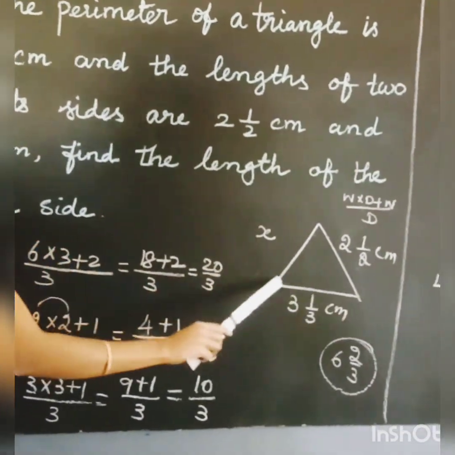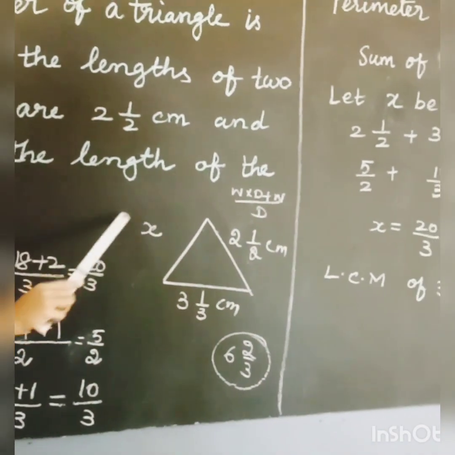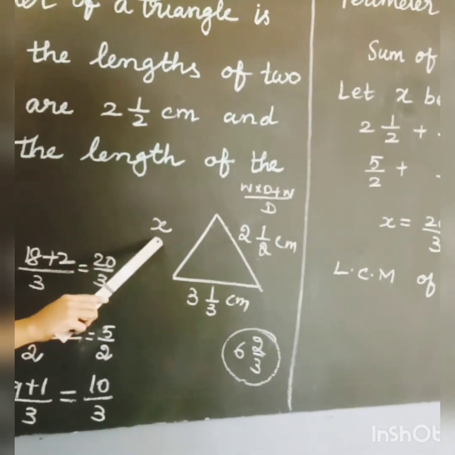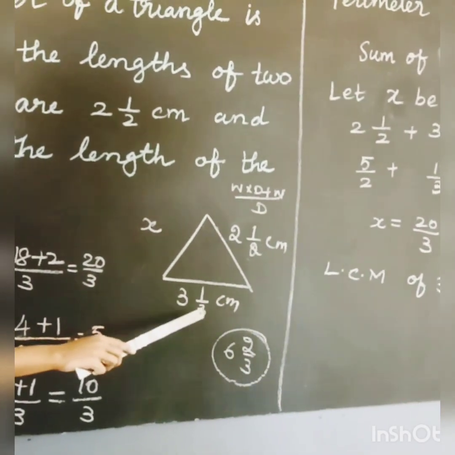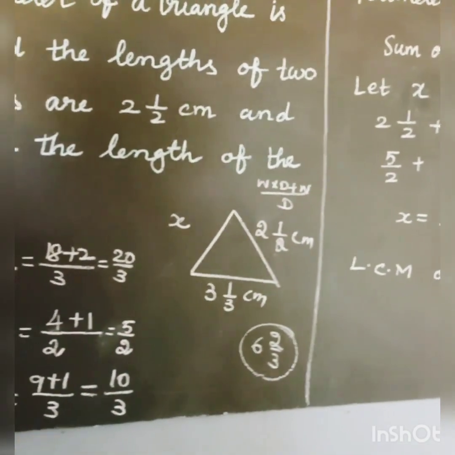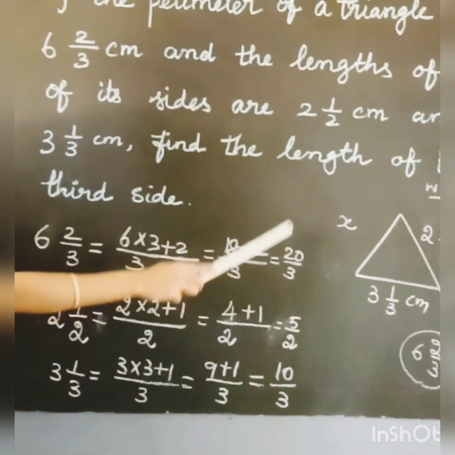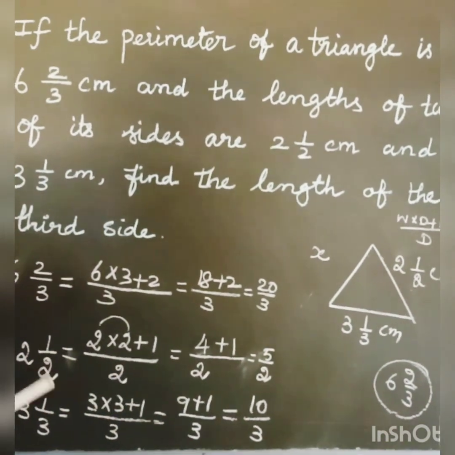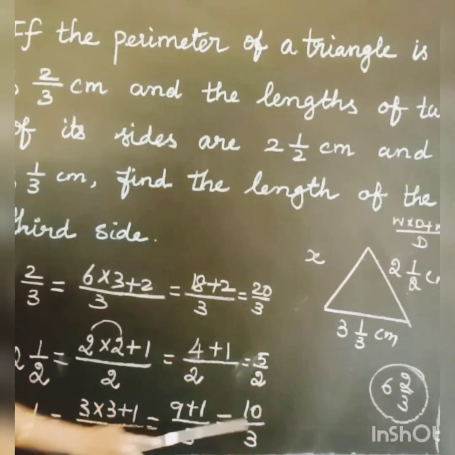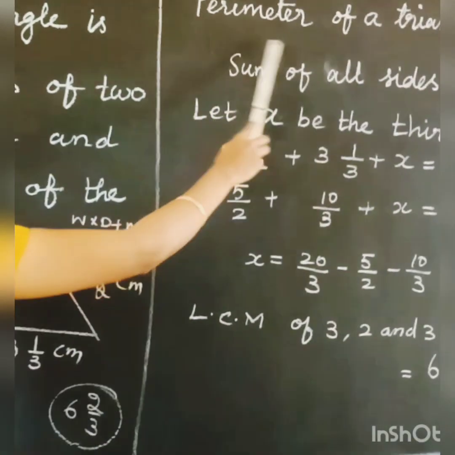So first you have to draw the diagram. The first side, this is your second side, and the third side we don't know, so we take its value as x. See that the values of the fractions are mixed fractions. We convert them into improper fractions. We convert the mixed fractions into improper fractions for the perimeter value and for the two sides. And then we have to write the solution.